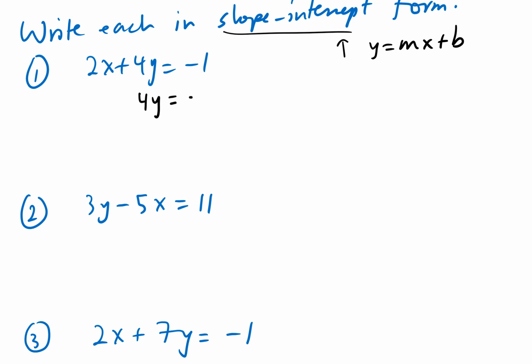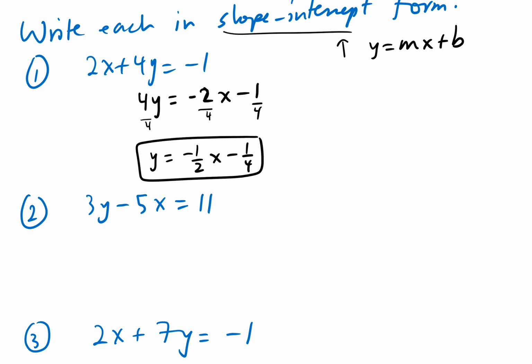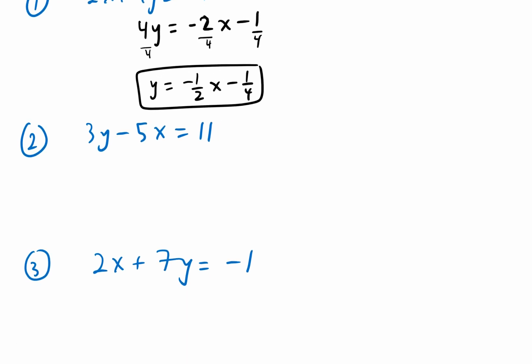We subtract 2x on both sides first. Then we need to divide both sides by 4. So you get y equals, you can reduce this, negative 1/2 x minus 1/4. Done for this one. We can do the same for the next one. We have to add 5x to both sides, so 3y equals 5x plus 11. Then divide each by 3, so you get y equals 5/3 x plus 11/3.